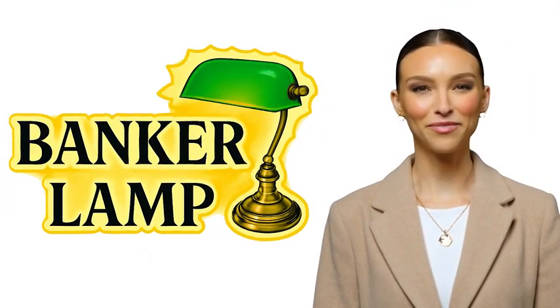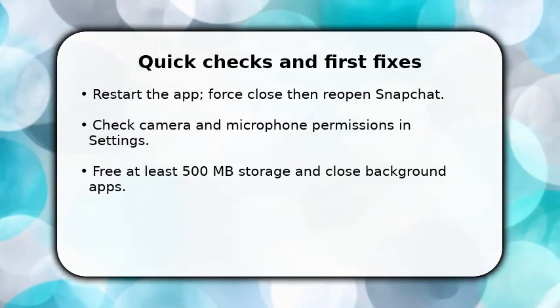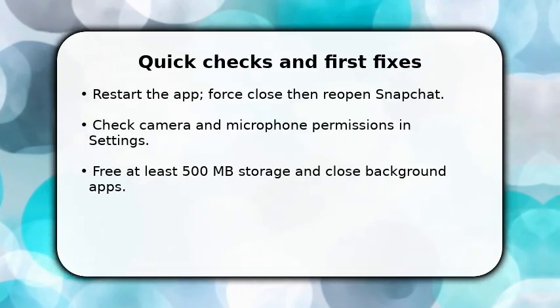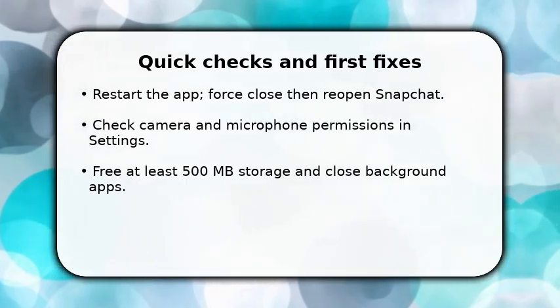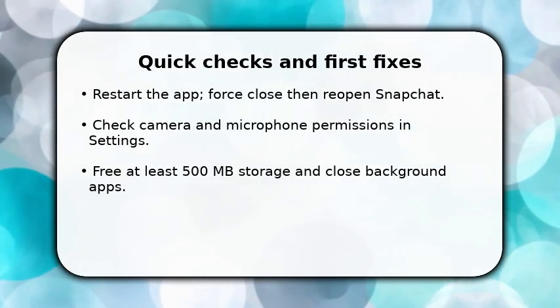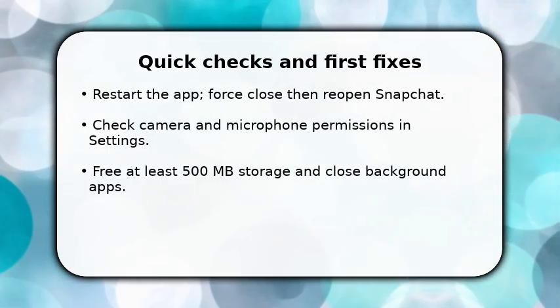Please enjoy the video. You start by verifying essentials. Open Settings and confirm Snapchat has camera, microphone, and storage permissions. Then, force close the app and relaunch it to clear transient glitches. Once done, check available storage. Free at least 500 MB by deleting large media or uninstalling one unused app.